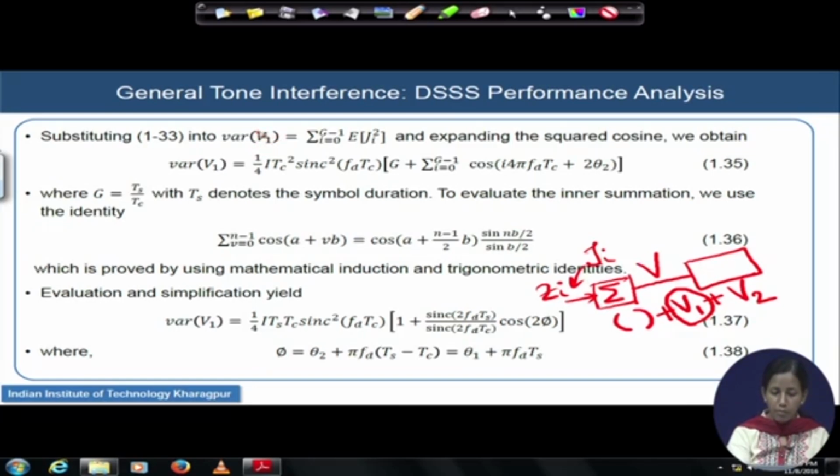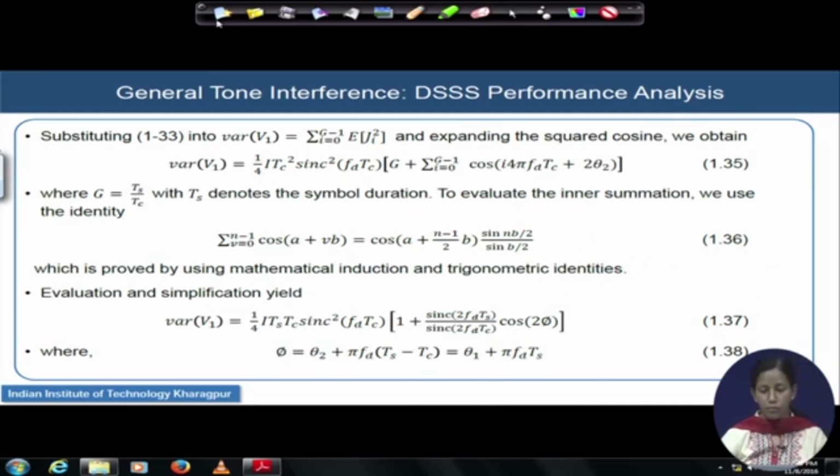In order to compute the variance of V 1, as you have crossed the adder, that J I that you have computed in the earlier slide, the square of it and the mean value of it, definitely this is a definition of the variance, it should be summed up over the G number of the samples. And now, if I substitute the value of J I from the previous slide, it will boil down here, where inside you have seen that we have a cos term, cos of theta 2 plus 2 pi f d t c.